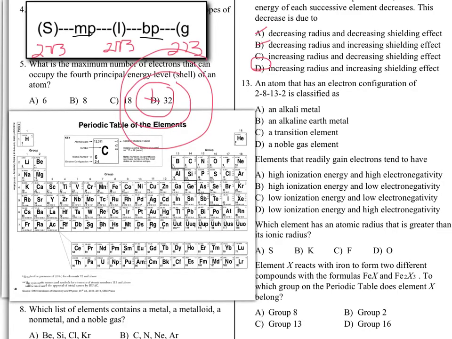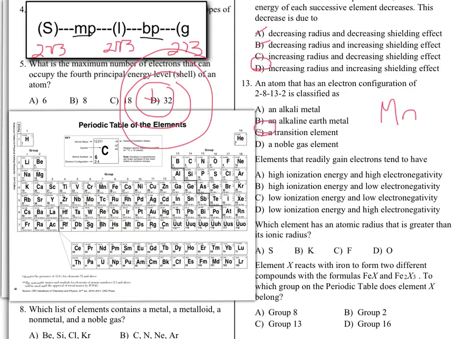Now we're asked to identify the family of manganese. Recall the important families on the periodic table. Alkali metals are found in group number 1. Alkaline earth metals are group number 2. Transition metals are group numbers 3 through 12. They are between the towers of the reference table. And noble gases are group number 18. So manganese, since it's here, it falls between the towers, it is a transition metal.